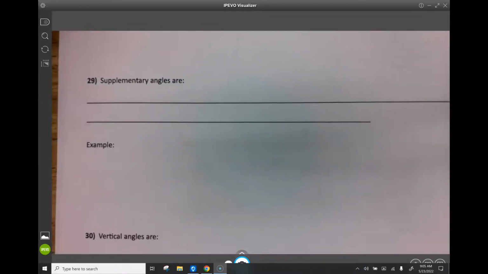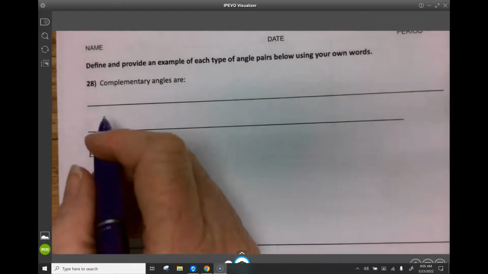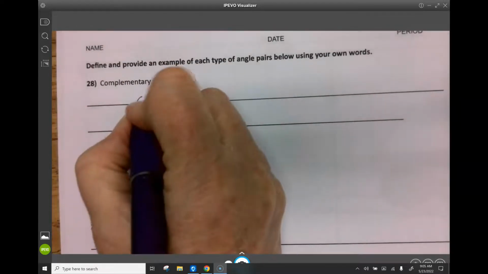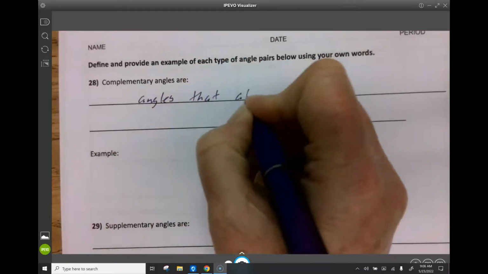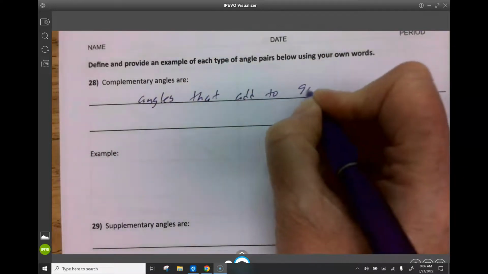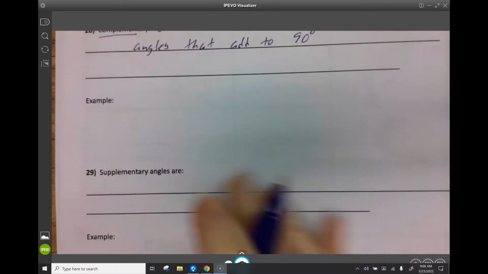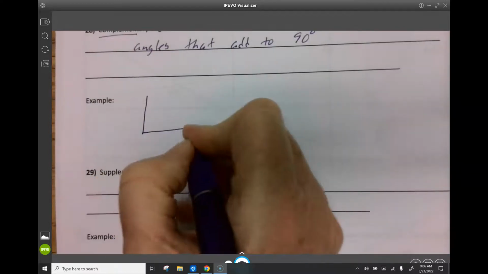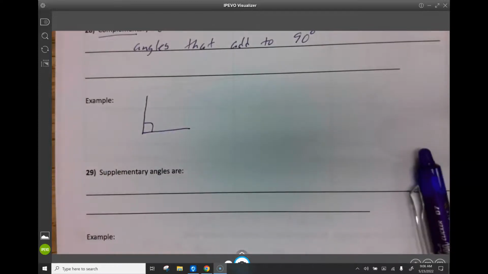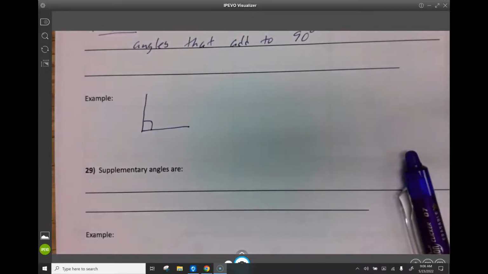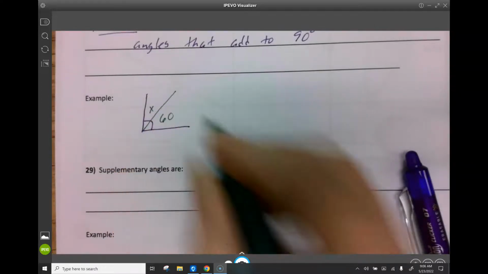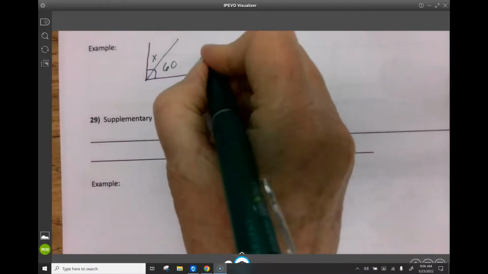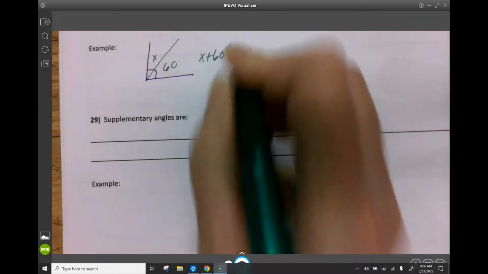On this, define and provide an example of each type of angles below using your own words. Complementary angles, I would say angles that add to 90 degrees, because complementary. An example of that, I'm going to give you a couple examples. First off, I could have a right angle, and then I could have that this right here, this is x, and this would say 60. Okay, so this would be x plus 60 is equal to 90.